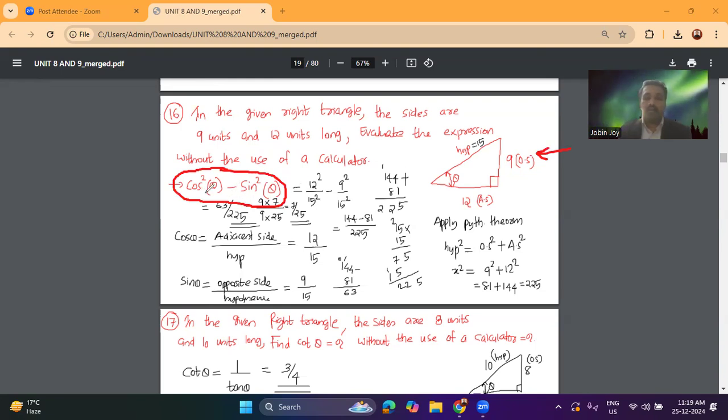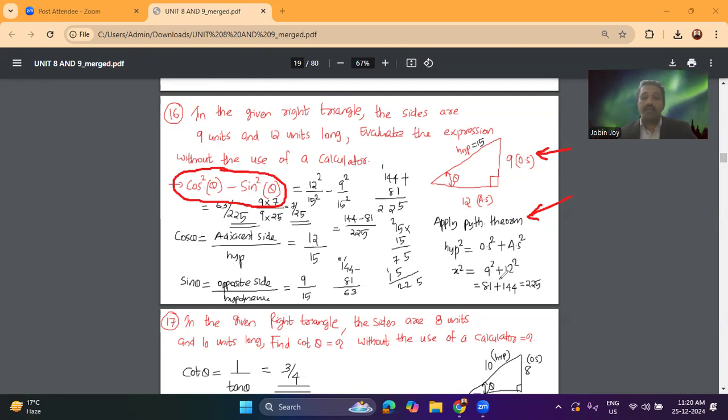So what is cos theta? Cos theta is equal to adjacent side divided by hypotenuse. So we want the hypotenuse, right? But the problem is I don't know the hypotenuse. I know only the opposite side and adjacent side. How will you get the hypotenuse? We have the solution. Apply Pythagoras theorem. What is Pythagoras theorem? Hypotenuse square is equal to opposite side square plus adjacent side square. So I will put hypotenuse as x.